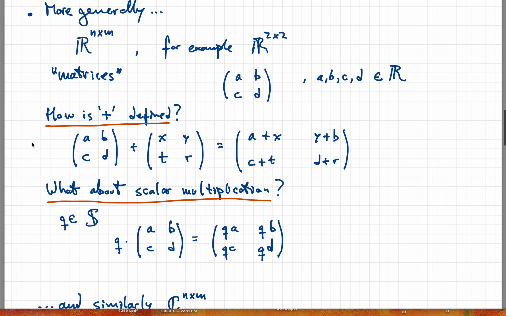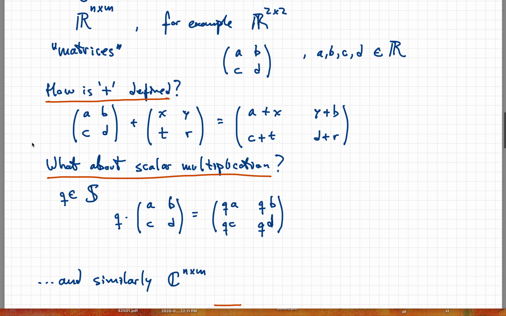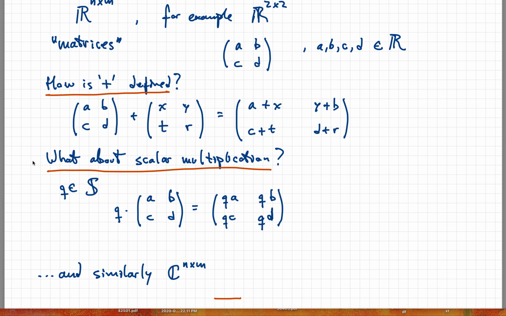What about scalar multiplication? Again, the same way as with conventional vectors that are either row vectors or column vectors. So here we define it by taking our component, our element of our scalars, whatever those are.